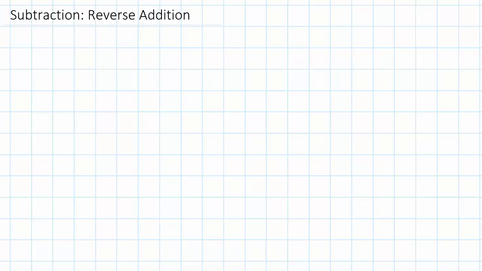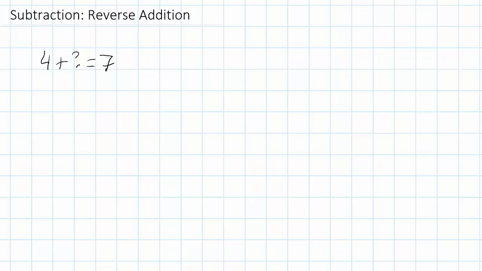The next thing we'd like to be able to do with whole numbers, now that we can add them, we'd like to be able to undo addition, and that's called subtraction. So, for example, we'd like to be able to ask the question, 4 plus what equals 7? To answer this question, we'll use subtraction.